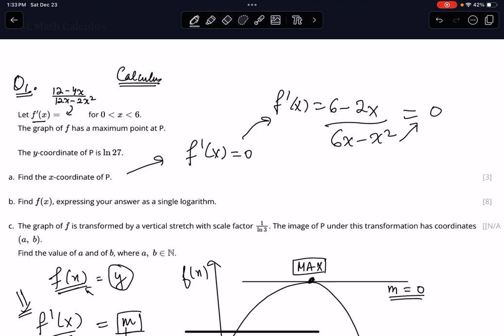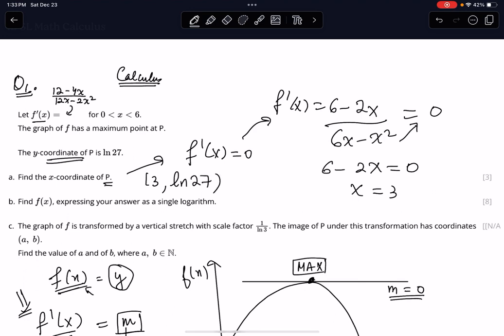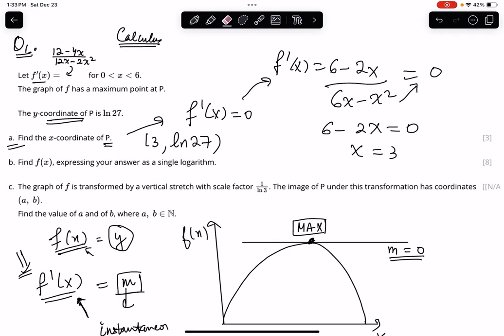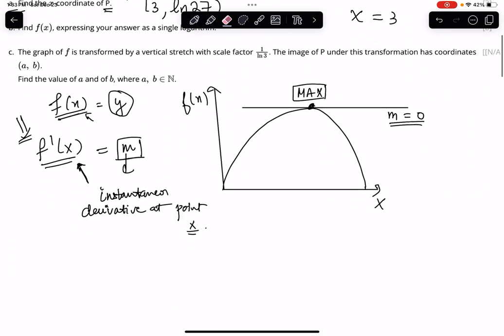If you do cross multiplication, you get that 6 - 2x is equal to 0, which means that x is equal to 3. So the x-coordinate is 3, and they already gave us the y-coordinate, which is ln of 27. So that was part A. That was a quick part. Now we can move towards part B.